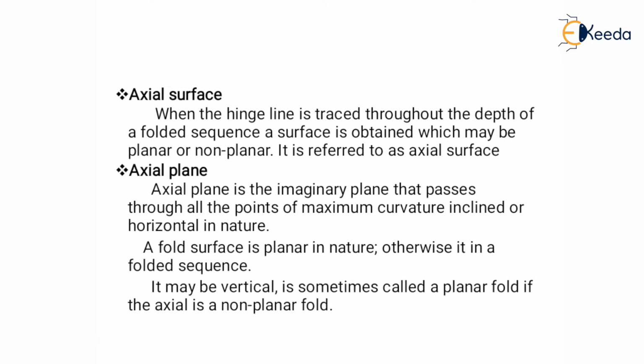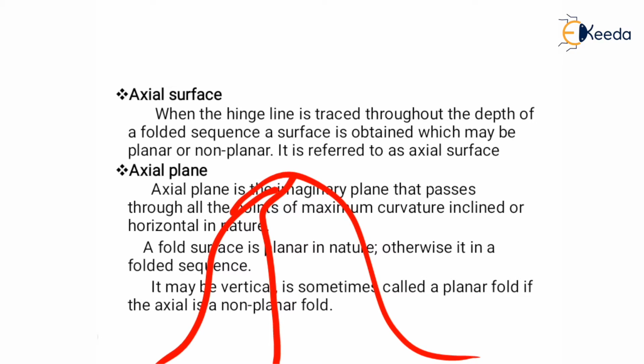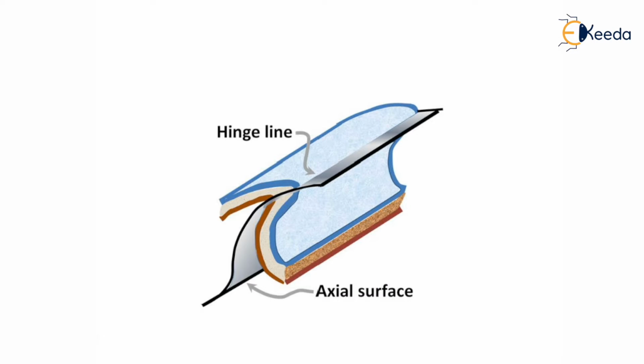Then axial plane. The axial plane is an imaginary plane that passes through all the points of maximum curvature, inclined or horizontal in nature. It may be vertical, sometimes called a planar fold. So this is the fold, and if the axis is vertical, then this is called a planar fold, and if the axis is horizontal, then this is called a non-planar fold.